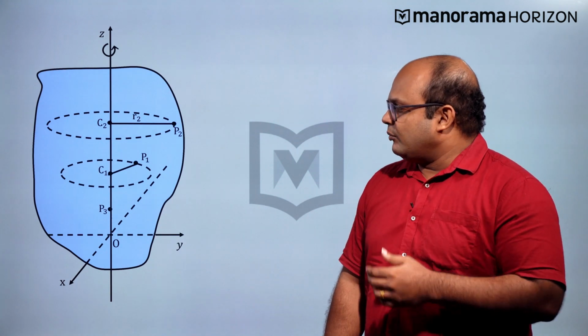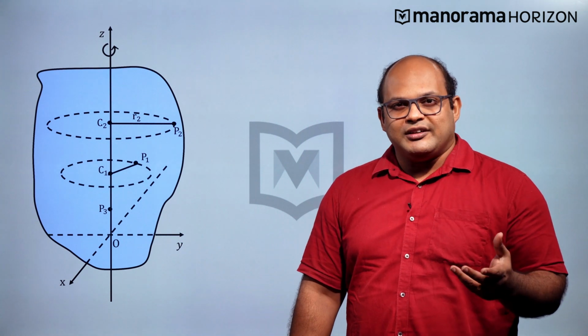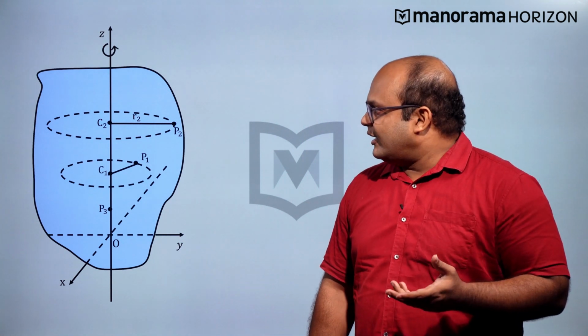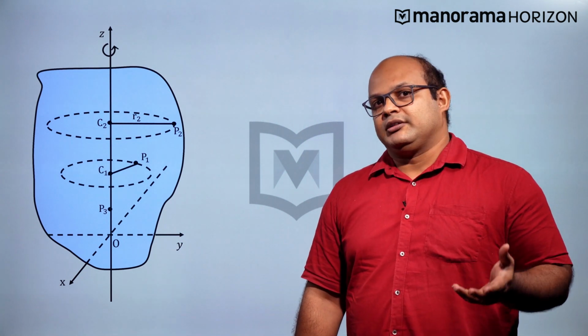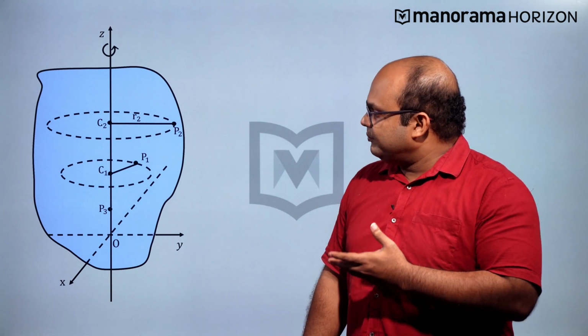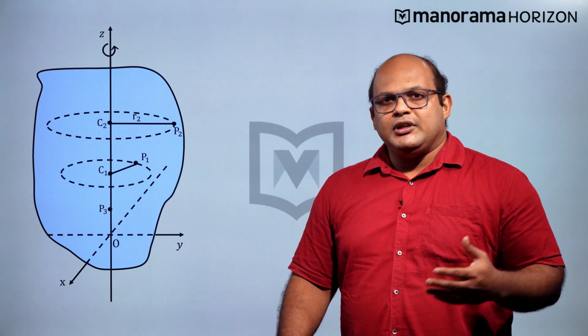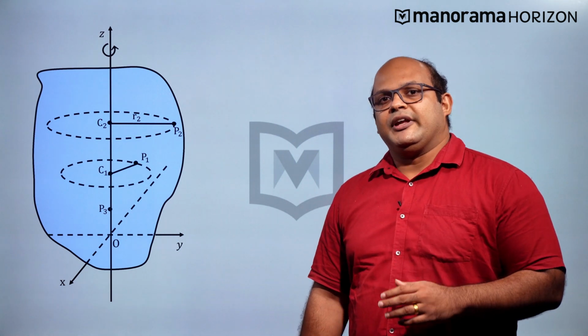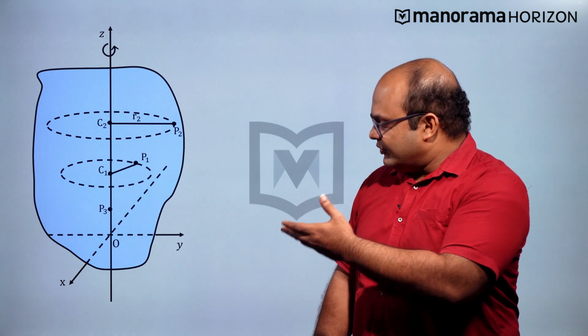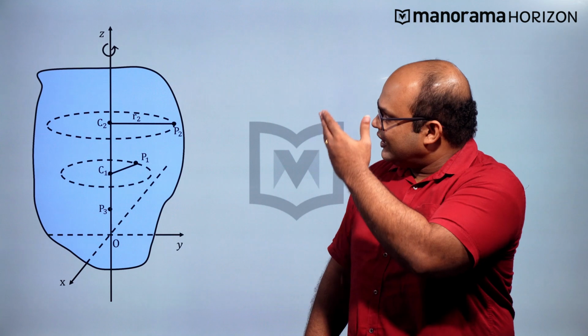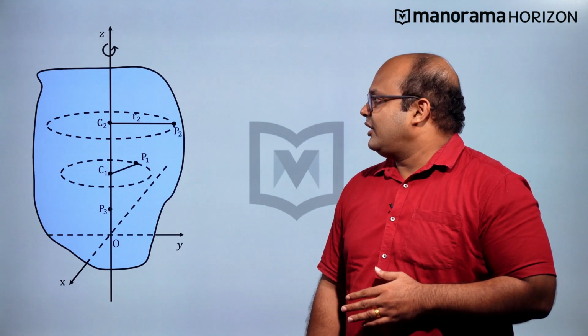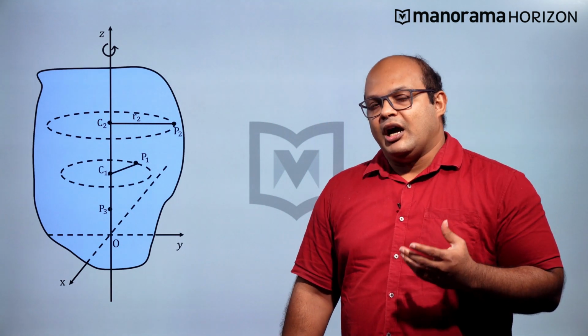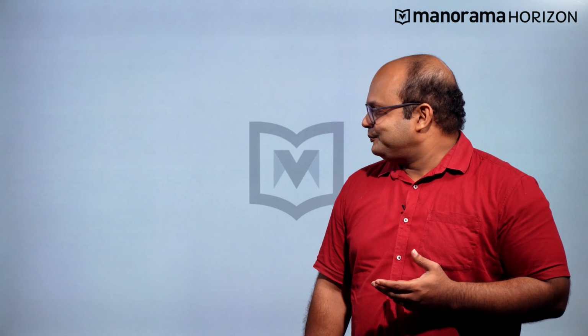So here we have an object. It is an amorphous object. It has no definite shape. And this object is a collection of particles. So we have particles like P1, P2. We have an infinite number of possible locations inside this 3D object, and it is located in three-dimensional space. So we have the x-axis, the y-axis, and the vertical z-axis. And the object is spinning about the z-axis.